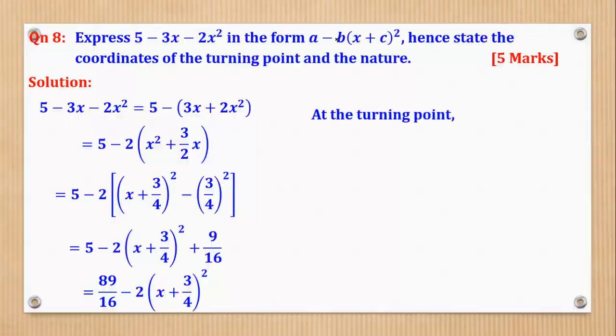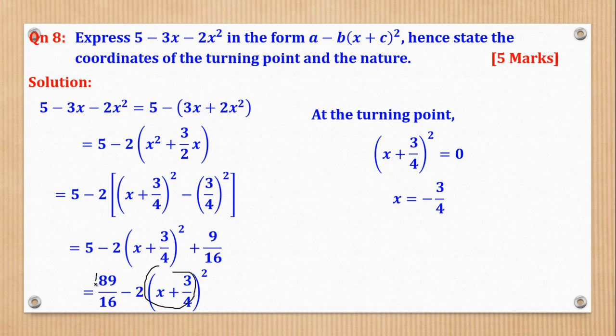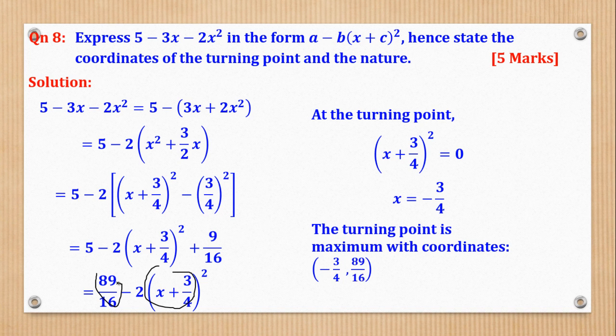Now we shall go to the hence part. For the turning point, it means the squared term is 0, giving you x equal to negative 3 over 4. And when the whole of this is 0, it means that the value of y will be this. Therefore, the turning point is the maximum. Maximum because this part is negative. The x squared term is negative, the highest degree. So it's the maximum, and the coordinates are this with this. And that's what they wanted.